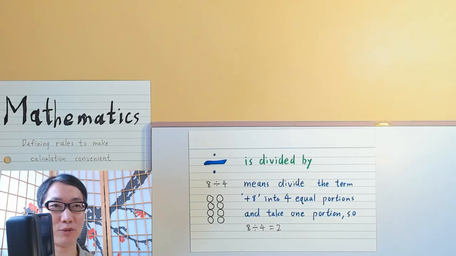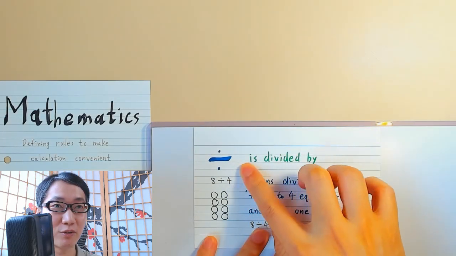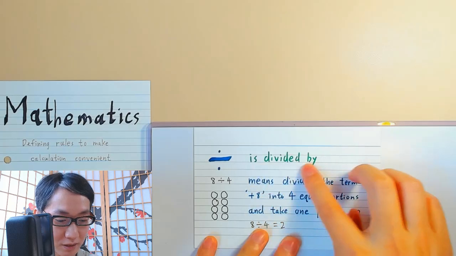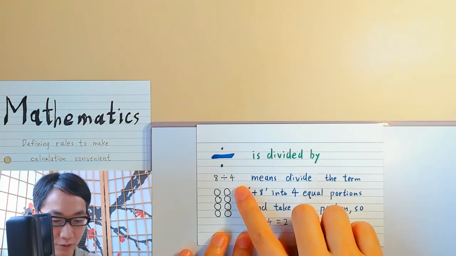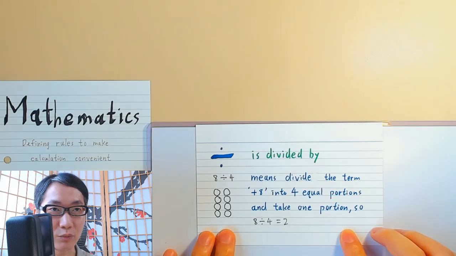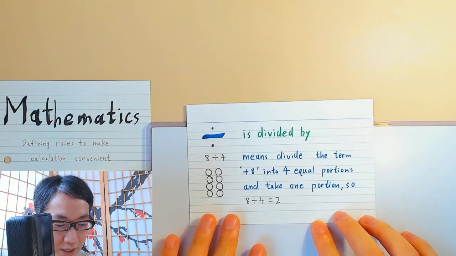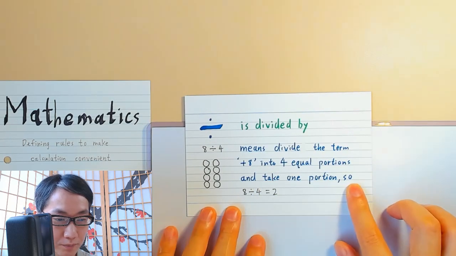Today we'll talk about division. So this is a symbol for division. It's read as "is divided by". So in here, 8 divided by 4 means that we divide the term positive 8 into 4 equal portions and then take one portion.